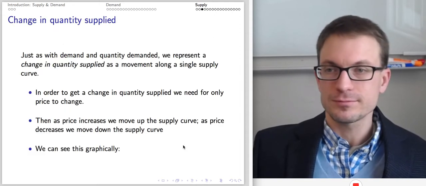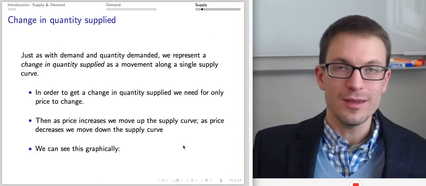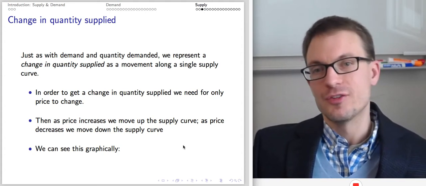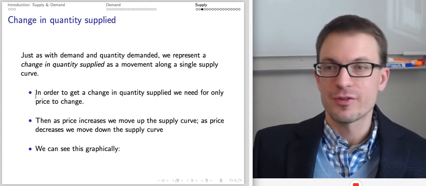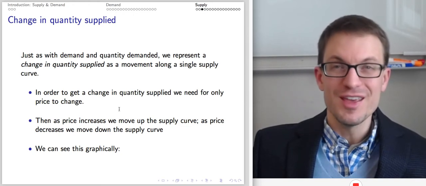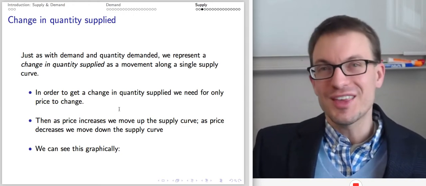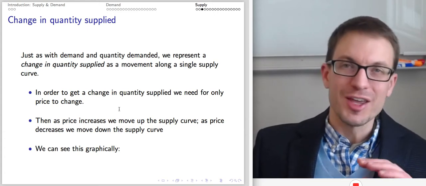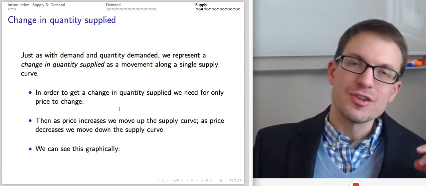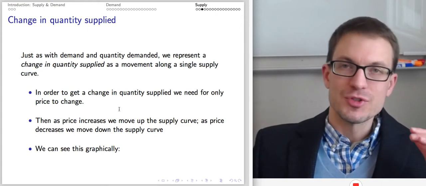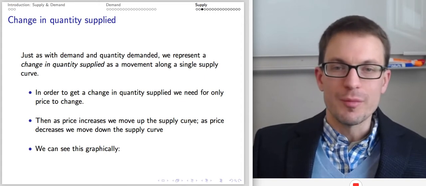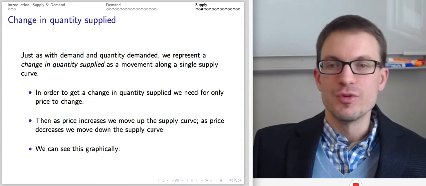Okay. So just as with demand and quantity demanded, we represent changes in quantity supplied as a movement along a single supply curve. In order to get a change in quantity supplied, we need only price to change, right? If prices change, the only thing that can change is quantity. Since we're talking about sellers, the relevant change when prices change comes through quantity supplied. So as price increases, we move up the supply curve. As price decreases, we move down the supply curve.